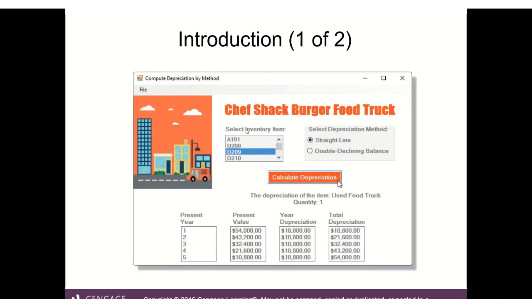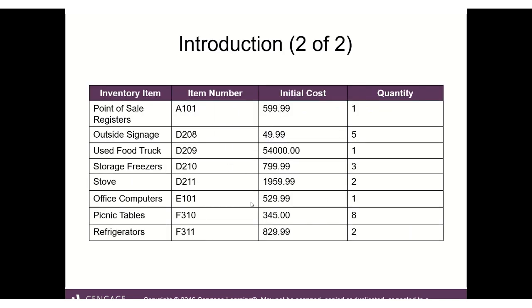Then you have here the inventory items, the select inventory item list box. You have this list here, so these are the elements of the list. Each record in the list should have an item. Each item has a name, like here point of sale registers, then the item number or item code, whatever you call it, then the initial cost, what the business owner bought it for, and then the quantity, how many items the business has.